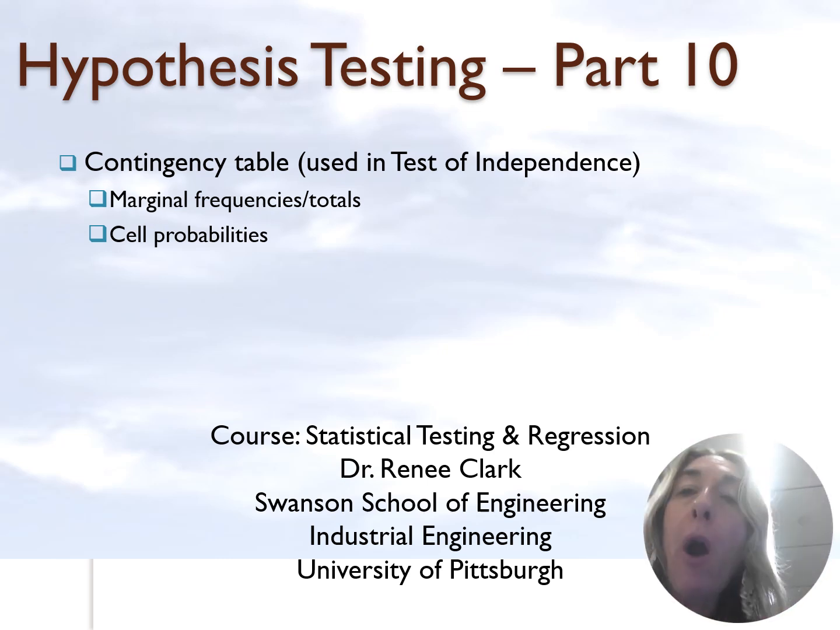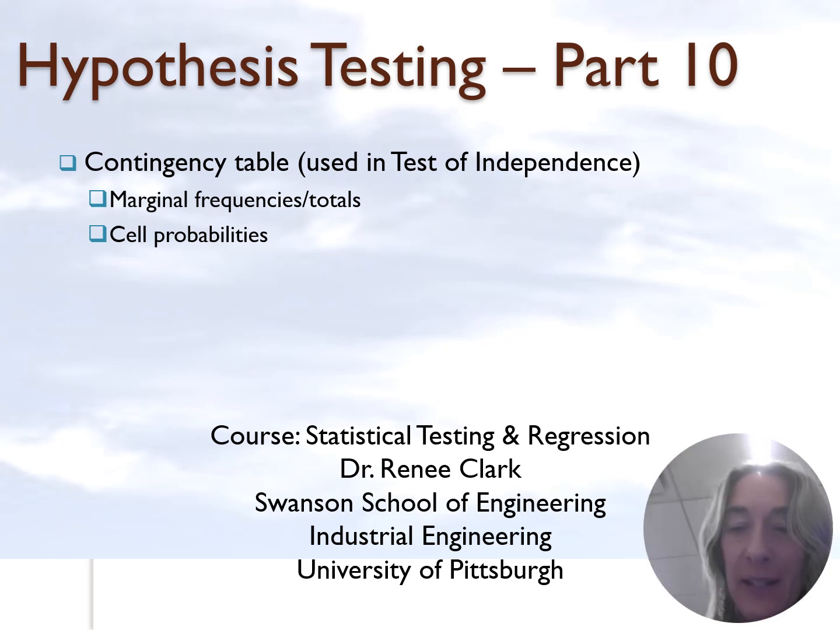Welcome to part 10 of our video series in support of hypothesis testing. In this video, we are going to cover a contingency table, which is used in a test of independence, and we're going to discuss the marginal frequencies or totals within a contingency table, as well as the cell probabilities of a contingency table. I'm Renee Clark from the Swanson School of Engineering at the University of Pittsburgh.